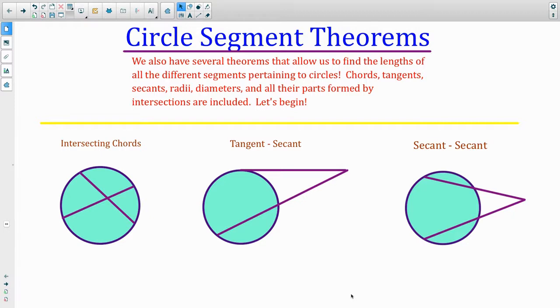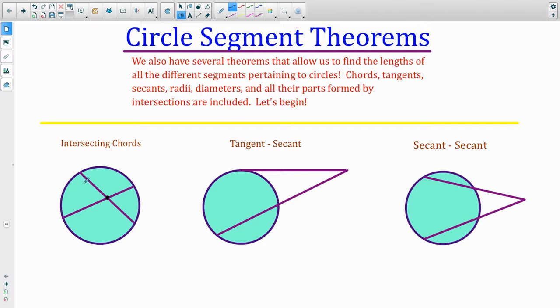So I just want to clarify before we begin what we're going to be referring to when we talk about the parts of all of these things. So in the first problem, the intersecting chords. True, there's only two chords here that are drawn. However, when they intersect at a point, they're broken into four parts.